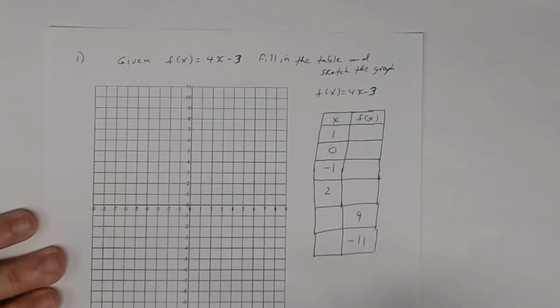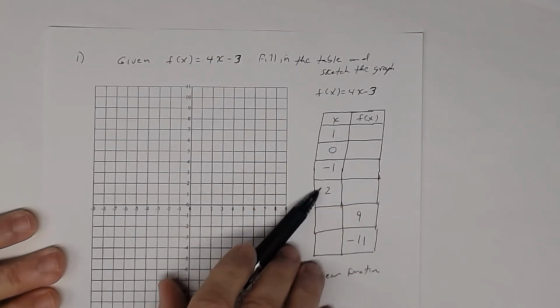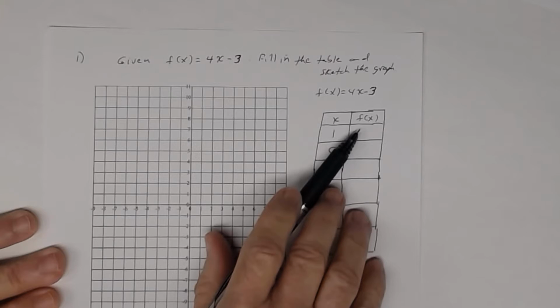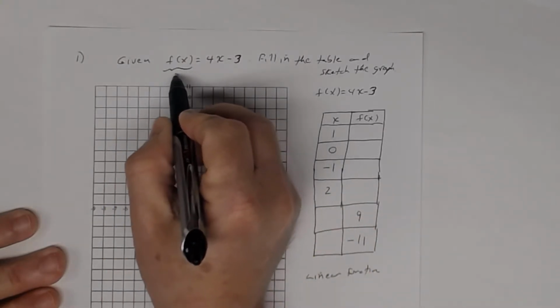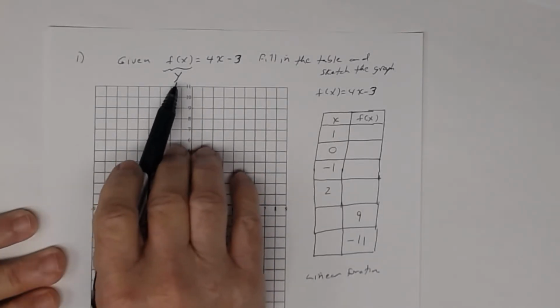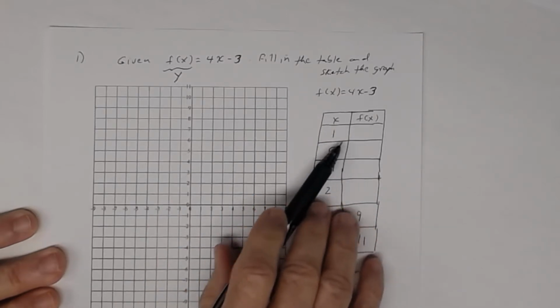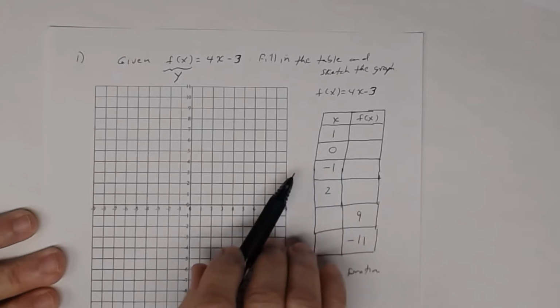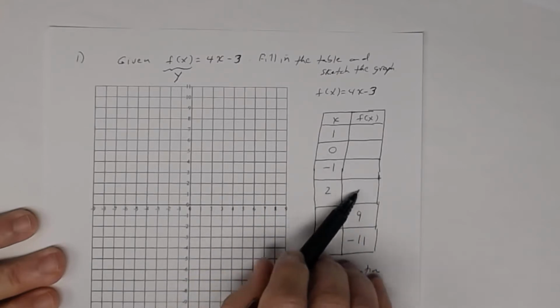So remember, this is a linear function. And so basically, you're given the value of x for at least this part here, and you want to find the function value. Now remember, f of x means the same thing as that y coordinate. So we're looking for this y coordinate. So when x is 1, what's the y coordinate? When x is 0, what's the y coordinate? When x is negative 1, what's the y coordinate? When x is 2, what's the y coordinate?